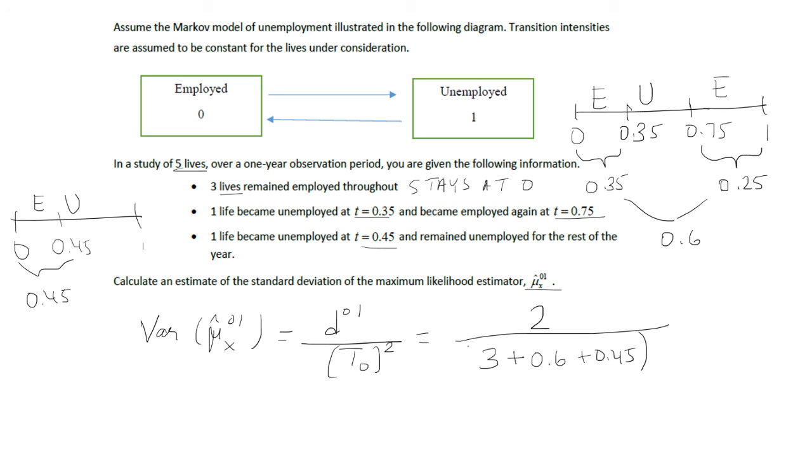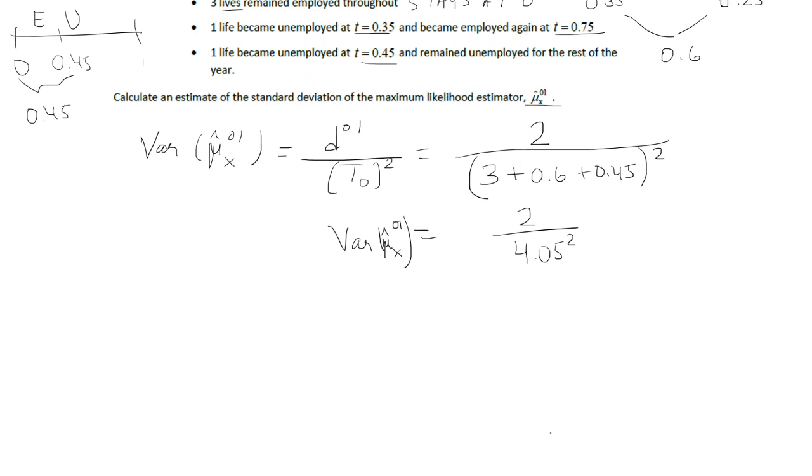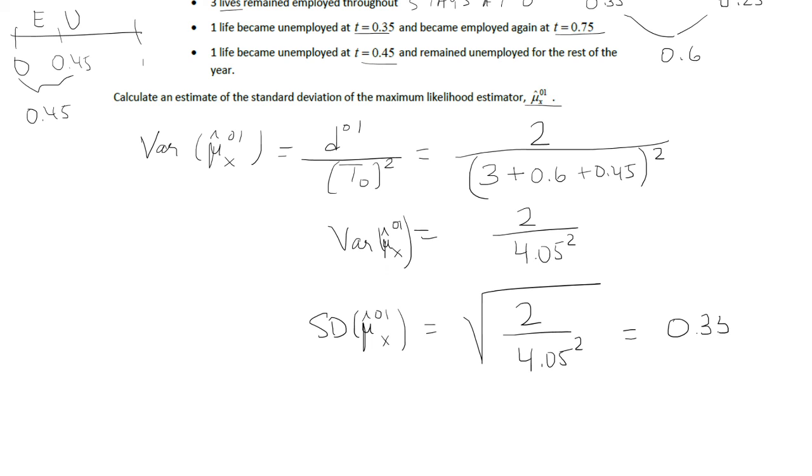And then we have to square this based off the variance formula. So this is 2 over 4.05 squared. And if we want to look at the standard deviation, well, for that, we're just going to have to take the square root, and the final answer is 0.35.